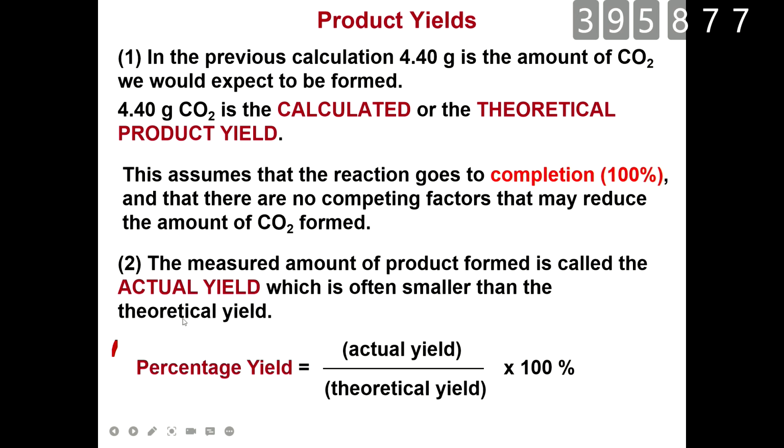So this is called the percent yield. Percent yield is the actual yield divided by the theoretical yield. In this case, this is the calculated yield, but the actual yield may be only 4.1 or 4.2. So the actual yield divided by this calculated yield is called the percent yield.